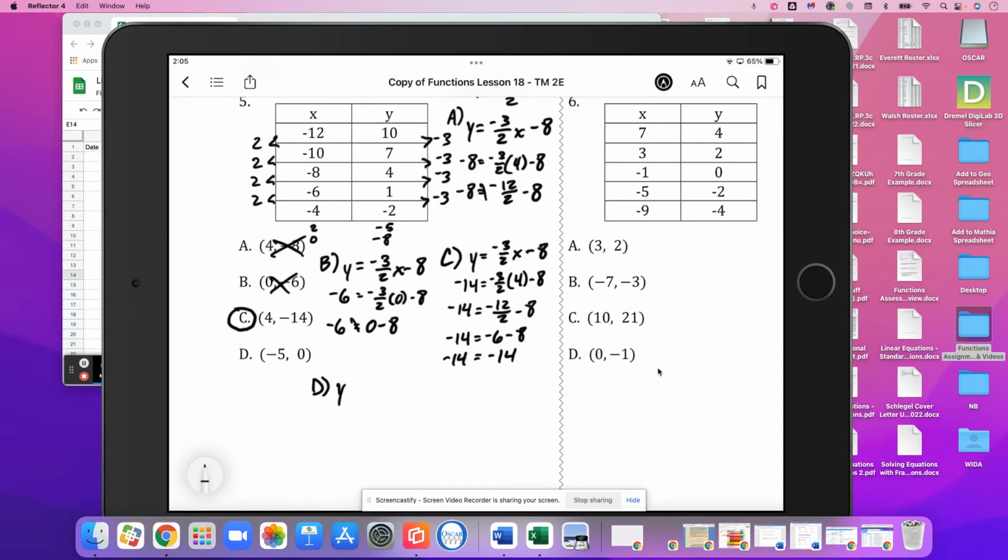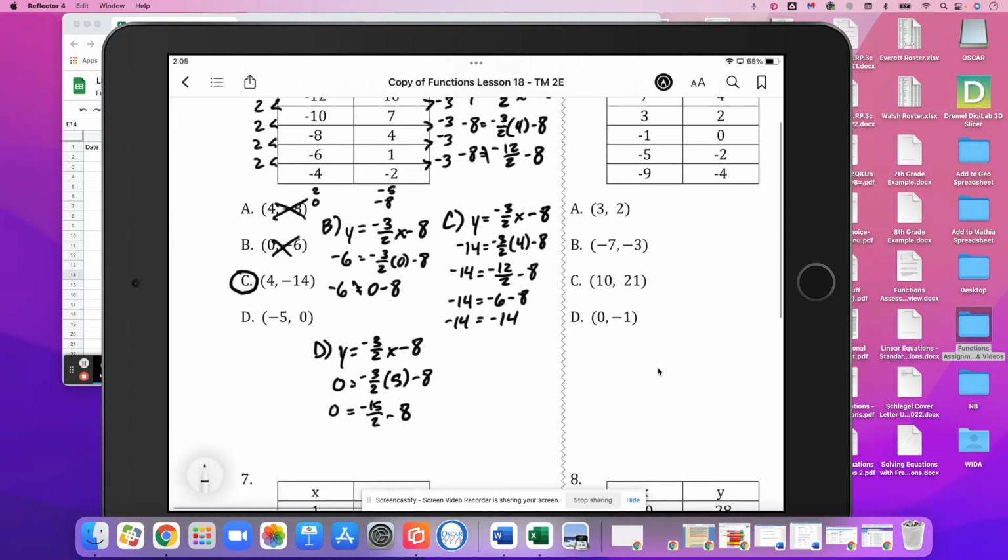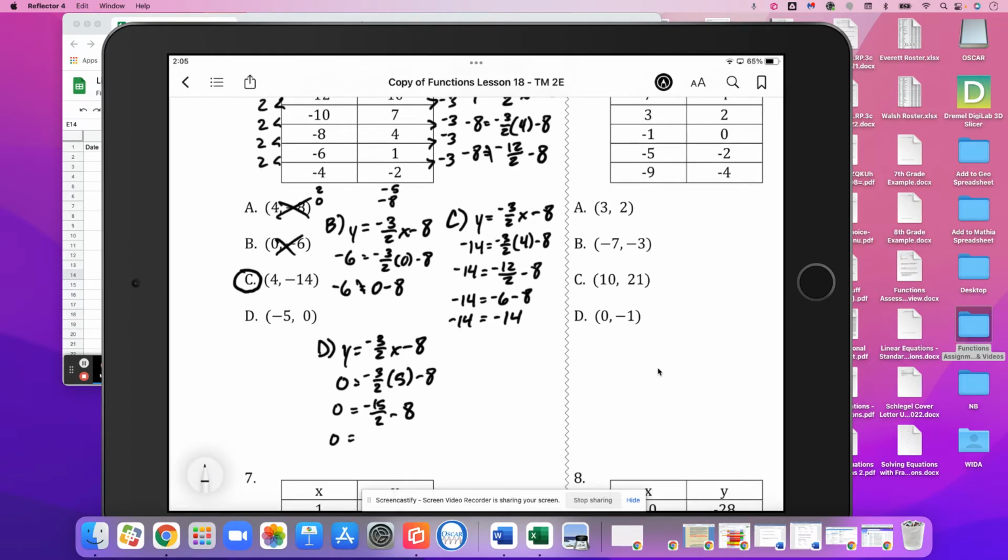And then D, y equals -3 halves x minus 8. So 0 is equal to -3 over 2 times 5 minus 8. 0 is equal to -15 over 2 minus 8. I can see this one's not going to work. 0 is equal to -7.5 minus 8. And that's not going to be true. 0 is not equal to -15.5. So no for part D.